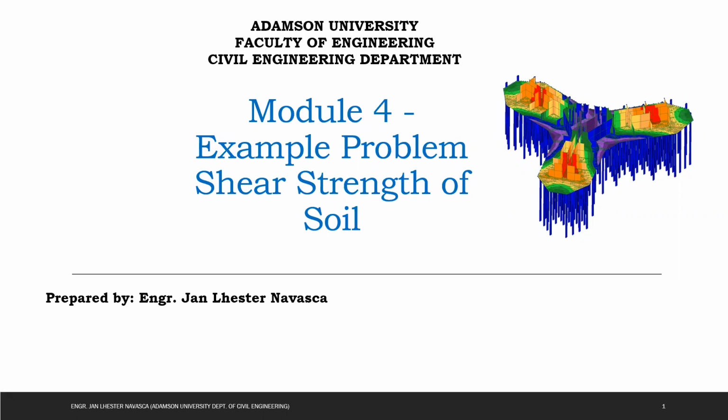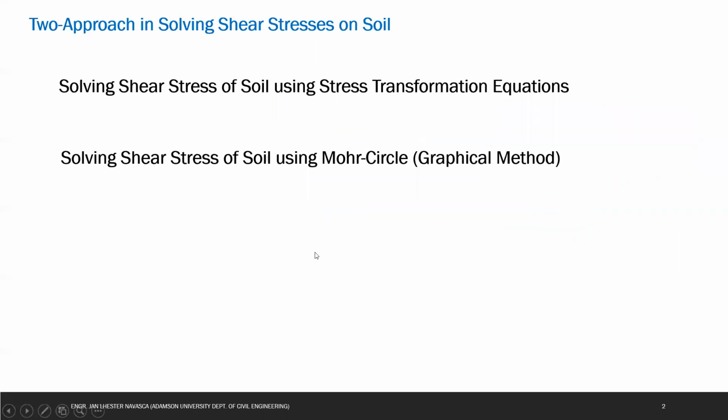Okay, so if you recall, we have two different approaches in solving for the shear strength of the soil. Number one is by means of using the stress transformation equation. If you recall your stresses in geotechnical engineering one, this is all using the transformation equations. And number two is using the Mohr circle or the graphical method.